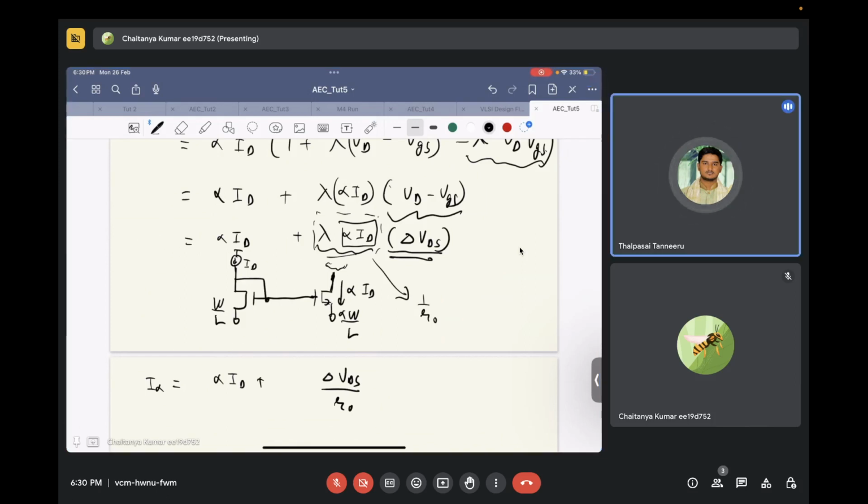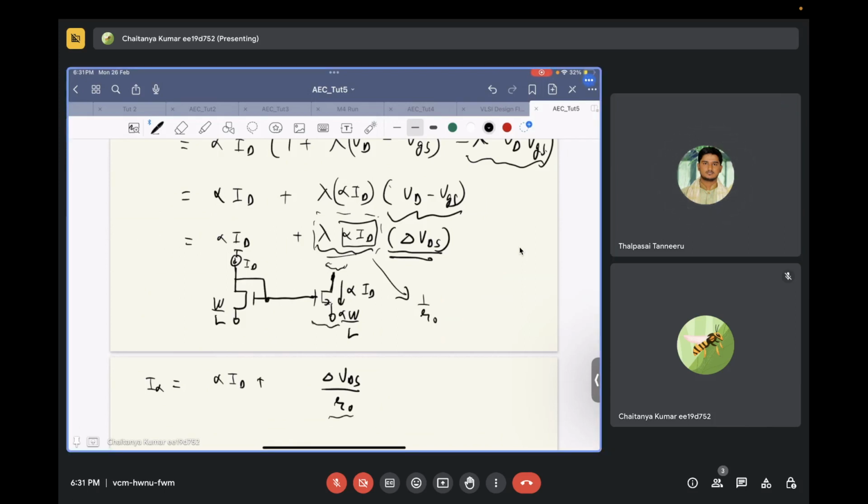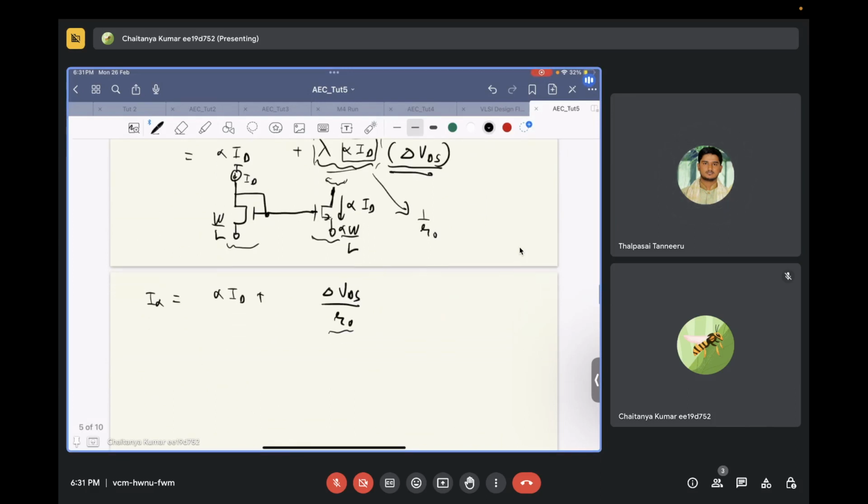No, but see, alpha ID was only the current that was going to flow from here, right? The nominal current was alpha ID. R naught is the output resistance of this transistor, not the output resistance of this transistor. Get it?